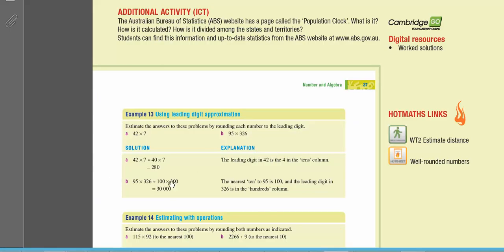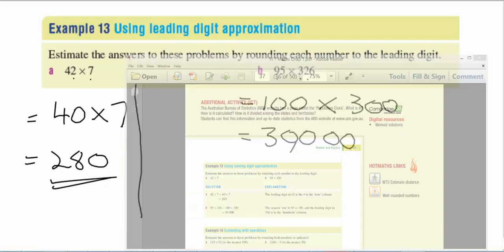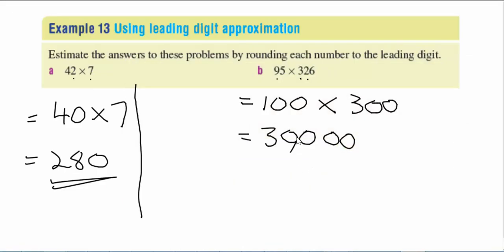And have I done that one correctly? 100 times 300. Yep, 30,000. There you go. I've done that one correctly. Go me. All right. So roundabout. It's not an exact answer, it's just an estimation. That's all we're after here, is just an estimation. So around about 30,000. 95 times 126 is around 30,000, around that mark.